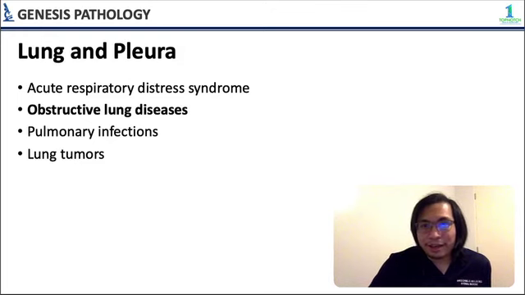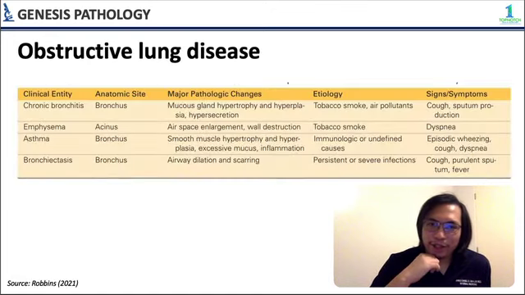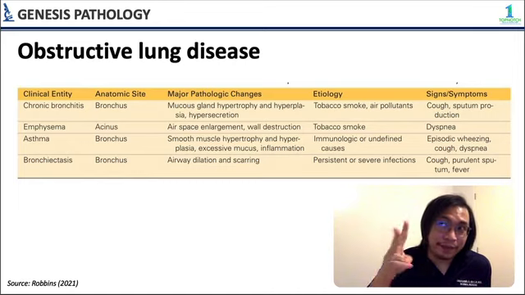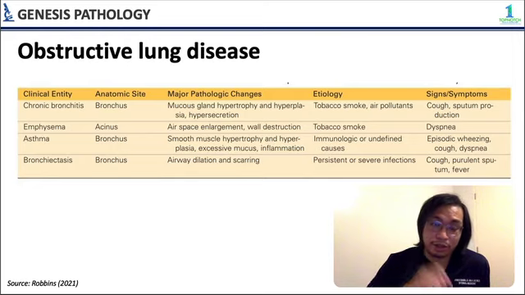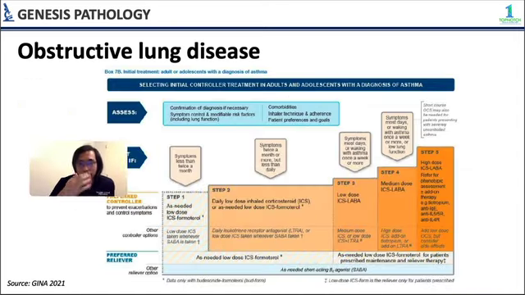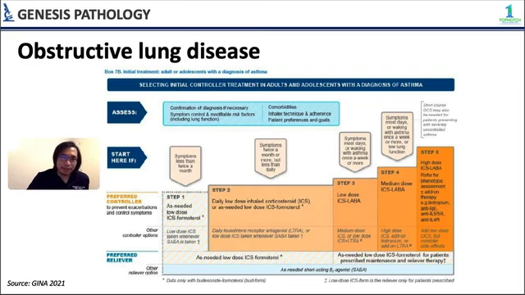Okay, let's talk about obstructive lung diseases. So, important obstructive lung diseases natin would be your COPD. Ang umbrella of your COPD is your chronic bronchitis and your emphysema. Asthma is an obstructive lung disease, and recently bronchiectasis also an obstructive lung disease. Okay? Now, let's talk about asthma. This is from GINA guidelines.